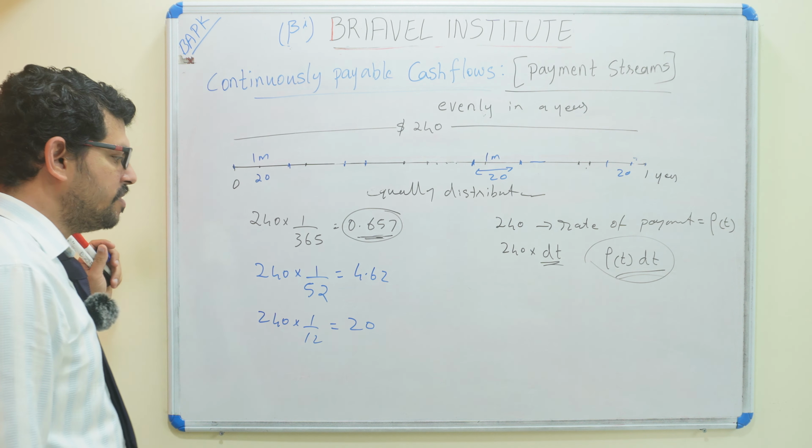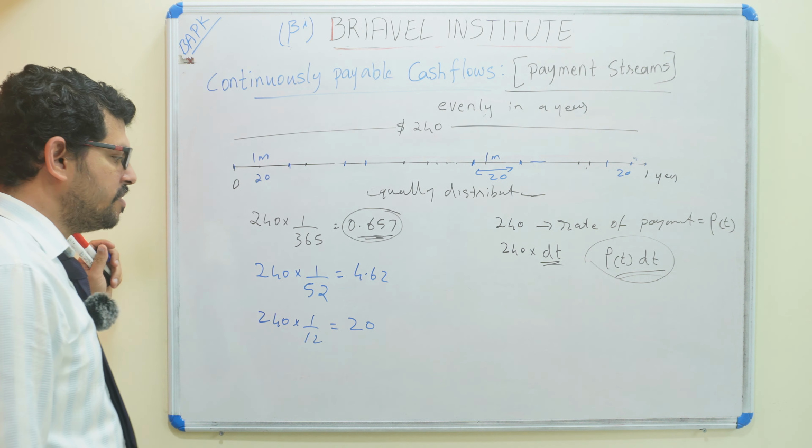Next, we calculate the total payment over some particular period. It is equally distributed, so I am taking one more line, with time 0 and 1 year equally distributed. I want to find out, from 1 month up to 6 months, how much is my total payment between 1 month and 6 months.